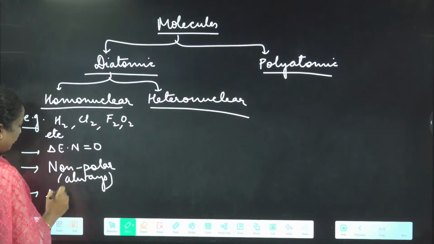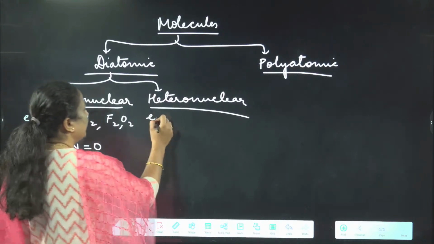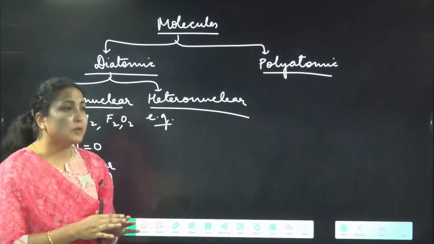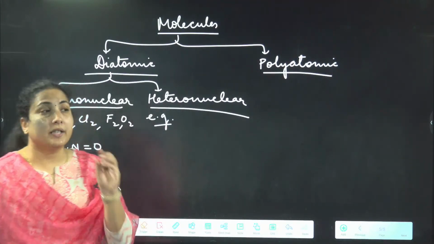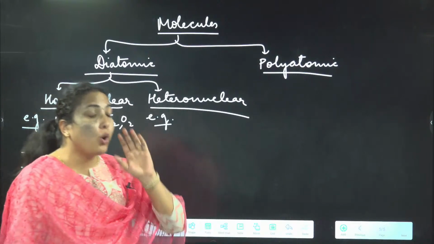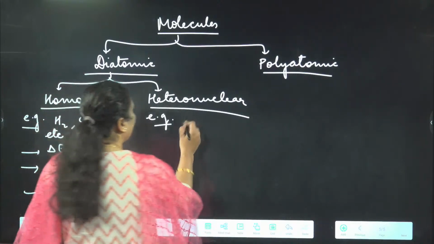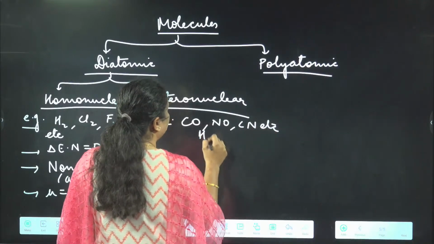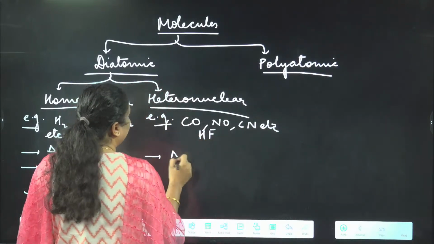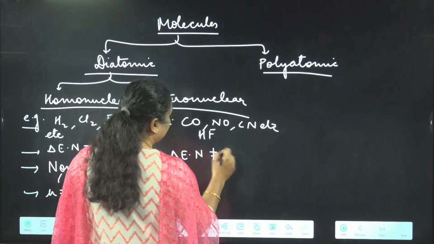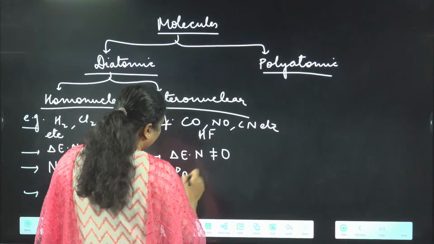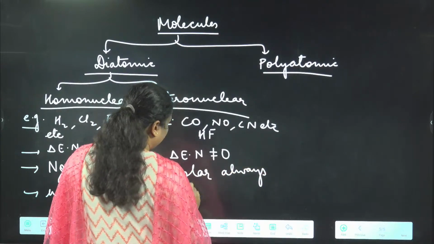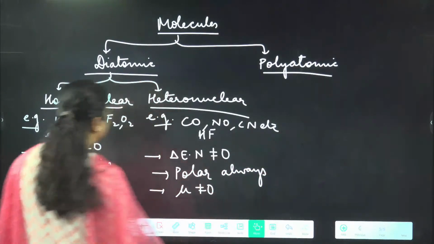Right? So I'll be saying their mu is 0. Heteronuclear, that means two atoms, but they will be different. So definitely they are always going to be polar. Reason being, there will always be an electronegativity difference existing between them. So if I write CO, NO, CN, etc., or let us say HF, here I'll say that delta EN is always not equal to 0. So they're going to be polar always. There is no doubt about it. So their mu is not equal to 0. Getting it?